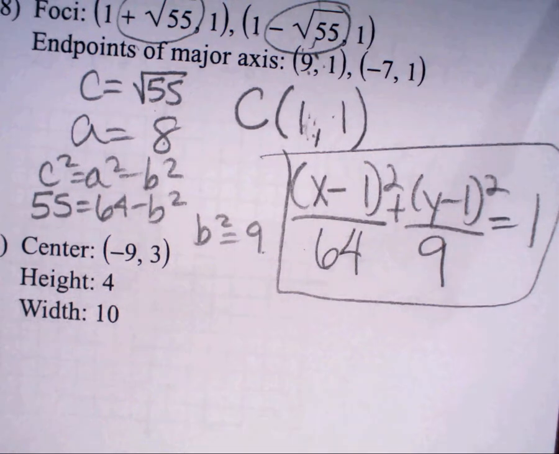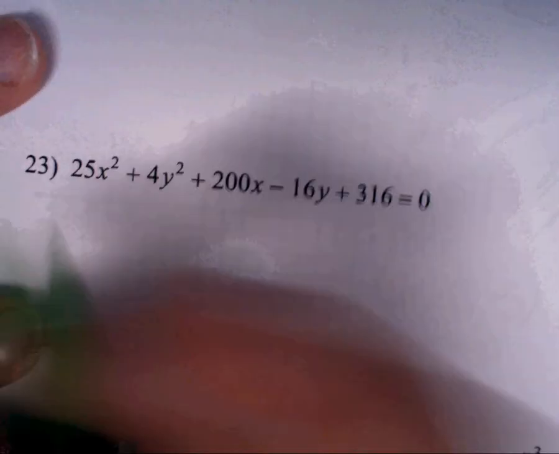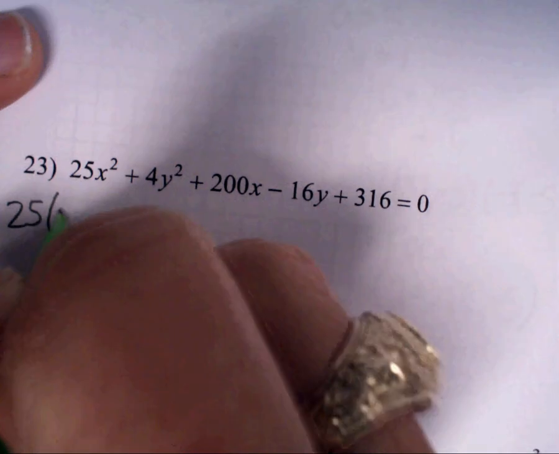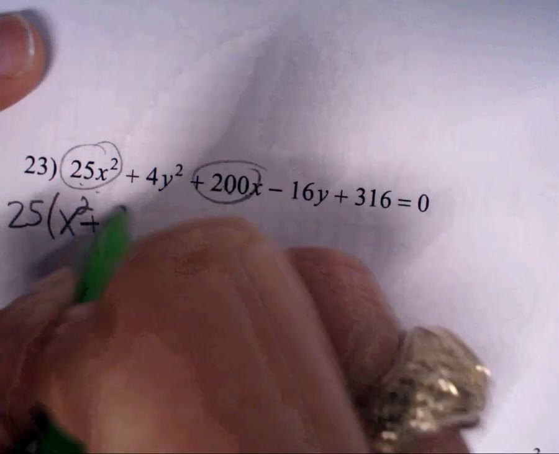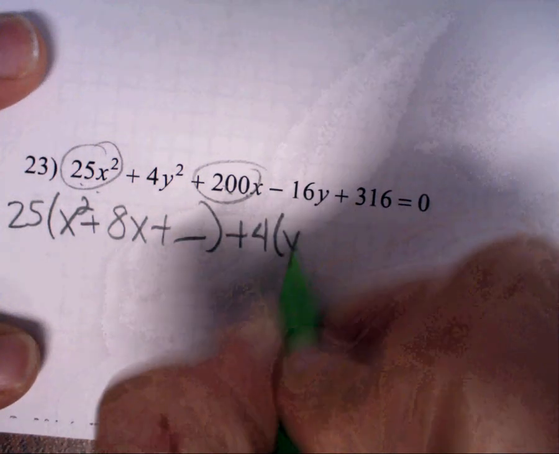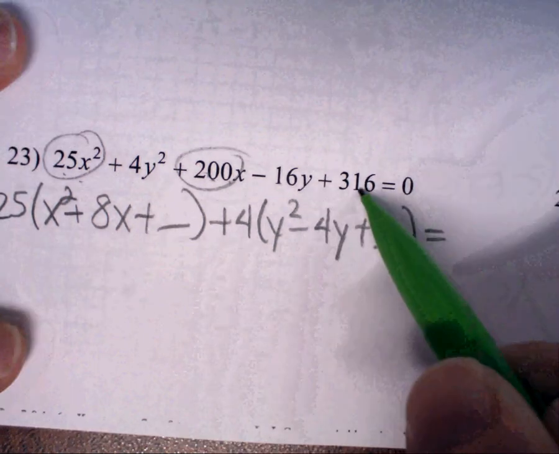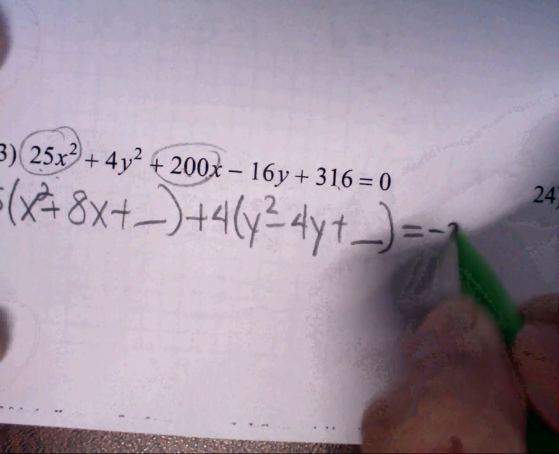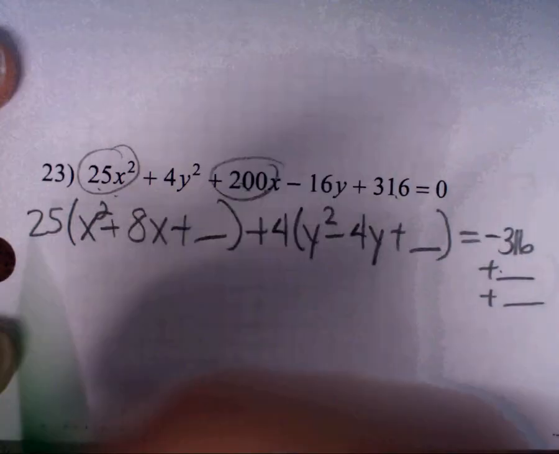We're going to do one more, a completing the square one, down here, number 23. So I'm going to take out a 25, since these two terms need to go next to it. I need to take a 25 off of both of those, so that gives me 25 times (x squared plus 8x plus blank). I'm going to take a 4 off of both of my y terms, 4 times (y squared minus 4y plus blank), equals, now I'm going to subtract 316 and add 2 blanks, because I have 2 things to complete.